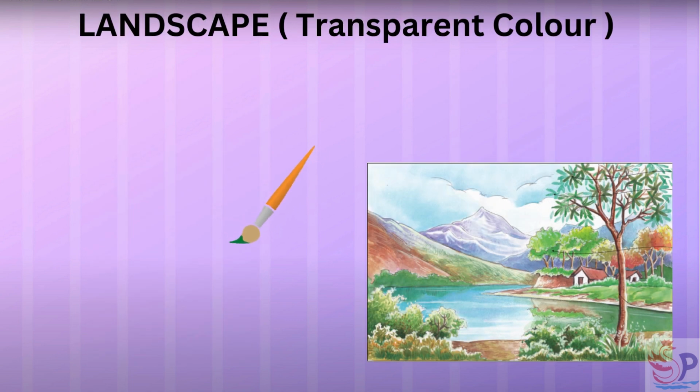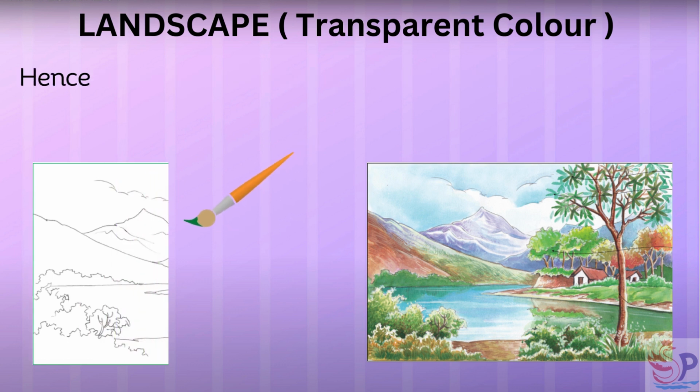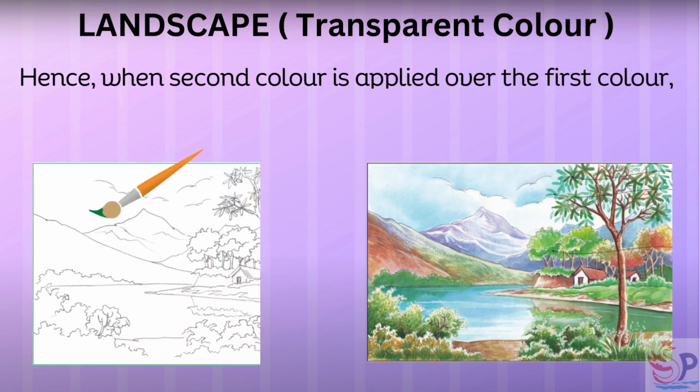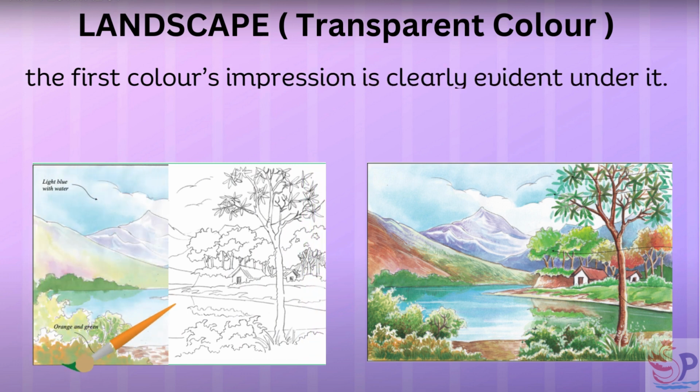Landscape, transparent color. As is obvious from its name, transparent colors are clear. Hence, when a second color is applied over the first color, the first color's impression is clearly evident under it.